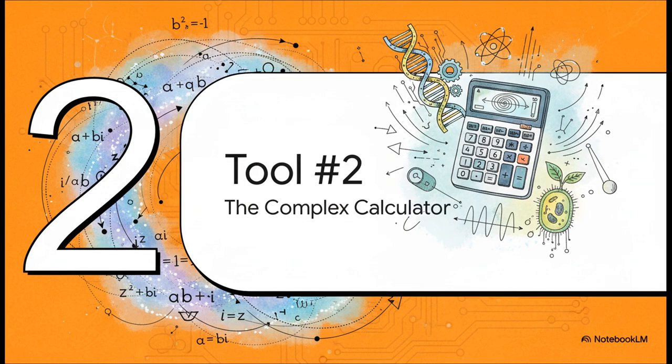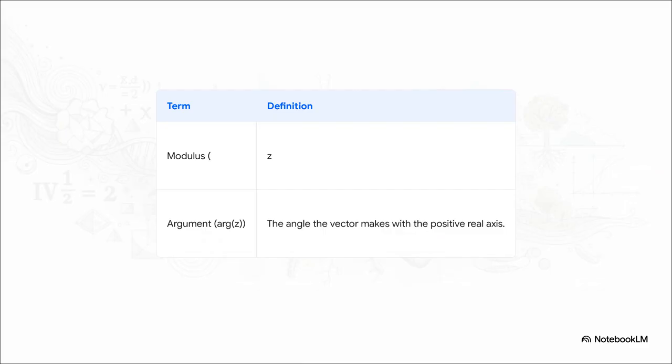Next up, tool number 2: the complex calculator. And you've got to forget about thinking of complex numbers as purely theoretical. For the LS section, you really need to see them as a practical shortcut for some pretty sophisticated calculations, especially in physics. Okay, let's do a super quick refresh on the two key parts. The modulus, that's just its length, its magnitude. How far is the point from the center of the graph? And the argument, that's simply its direction. What angle is it pointing in? It's just like giving directions, right? You need to know how far to go and in what direction.